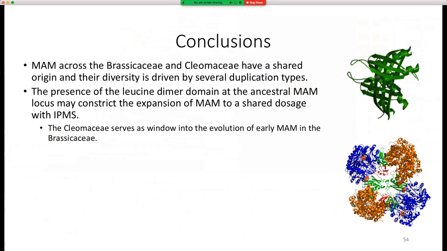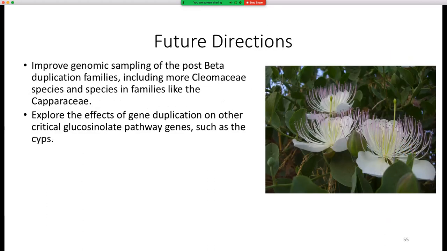So in conclusion, the MAM genes across the Brassicaceae and Cleomaceae have a shared origin and their diversity is driven by several duplication types. The presence of the leucine dimer domain at the ancestral MAM locus may constrict the expansion of MAM to a shared dosage with IPMS. The Cleomaceae serves as a window, and this is really cool since this is the first time we've really included the Cleomaceae in these types of studies, into the evolution of early MAM in the Brassicaceae as a post-beta family.